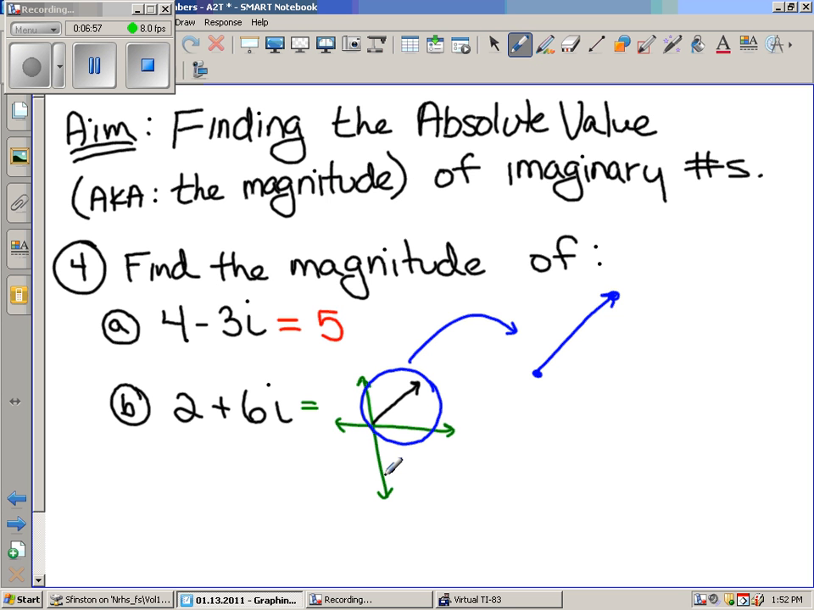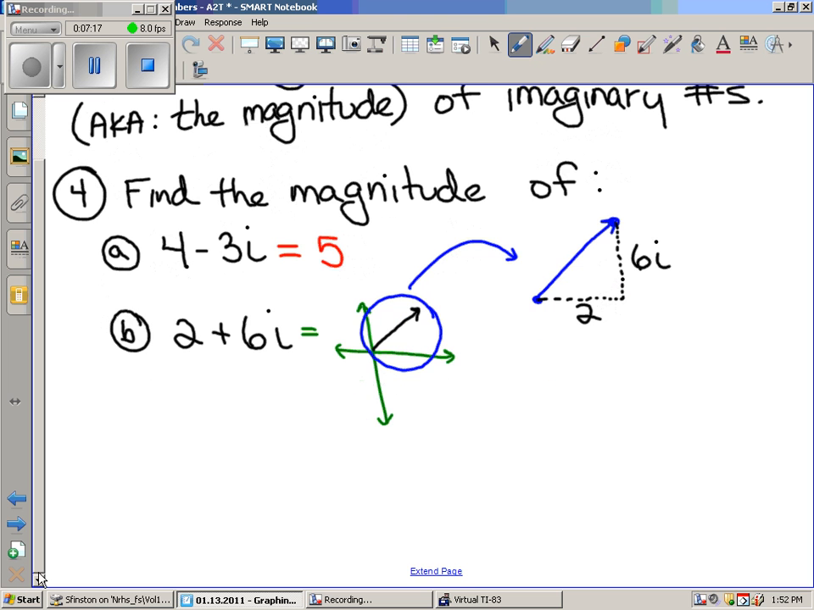Very nice. So check this out. Sneakily, this can be made into a triangle. Right? How many units did you go this way? 2. How many units did you go up? 6i. Yeah, we did go up 6. But really on this grid, to make it more accurate, we went up 6i units.